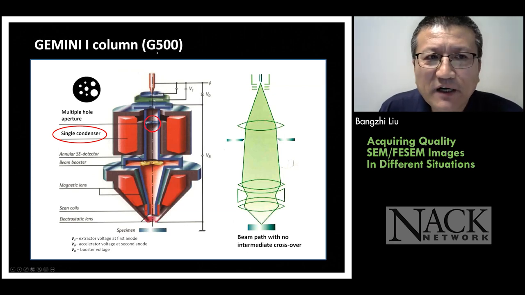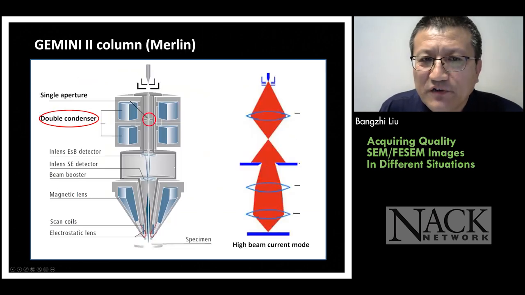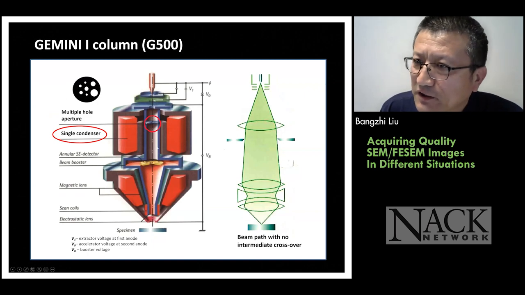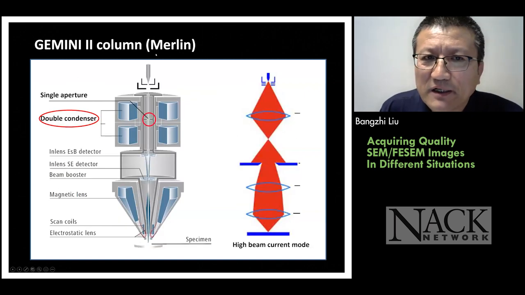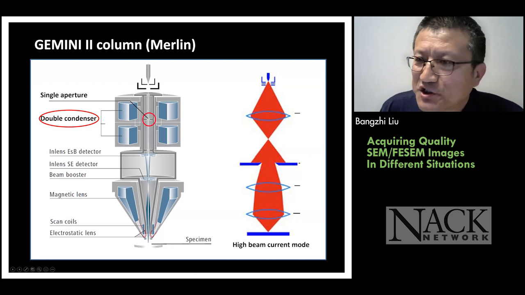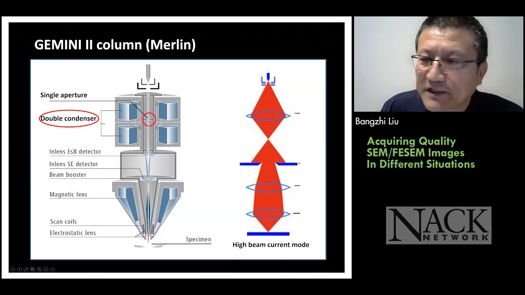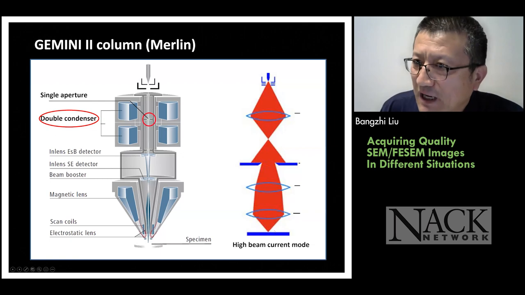The G500's column is called the Gemini 1. Inside the column you have a condenser and the objective lens. Compared to that, the Merlin has two condensers, see right here, but the G500 has only one condenser. That's why the Merlin can do high beam current. You can change the settings of these two condensers to condense the beam, so that the beam can pass through the aperture right here. Then you have high beam current while at the same time maintaining the resolution.